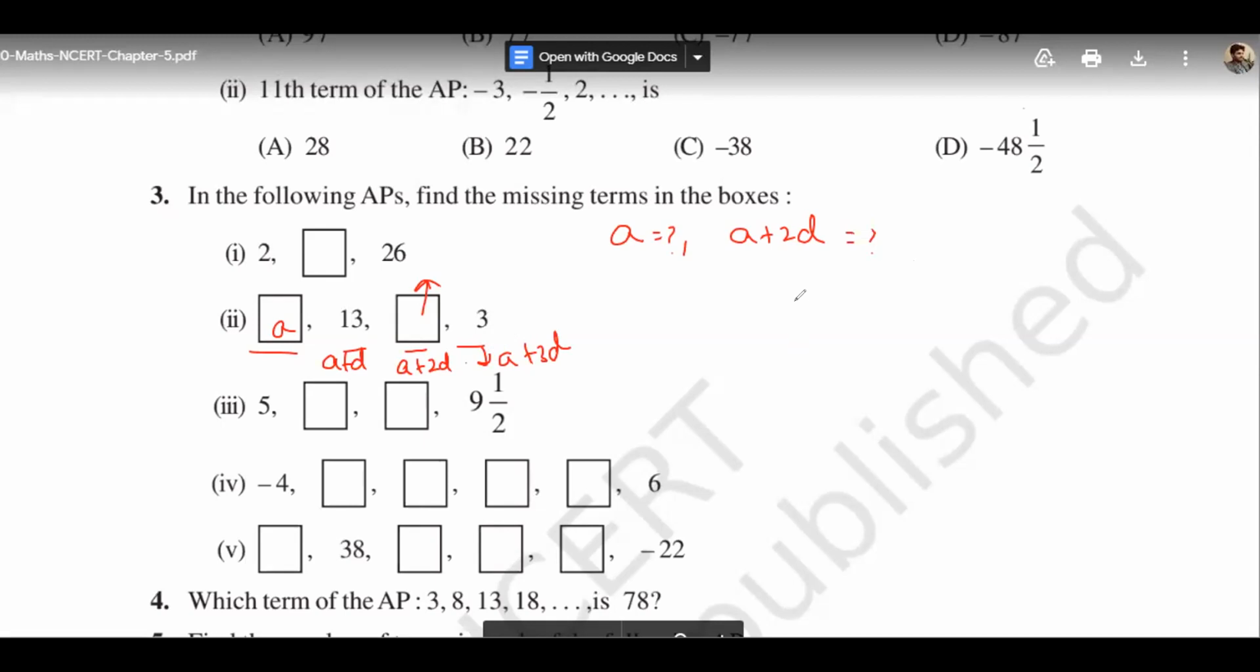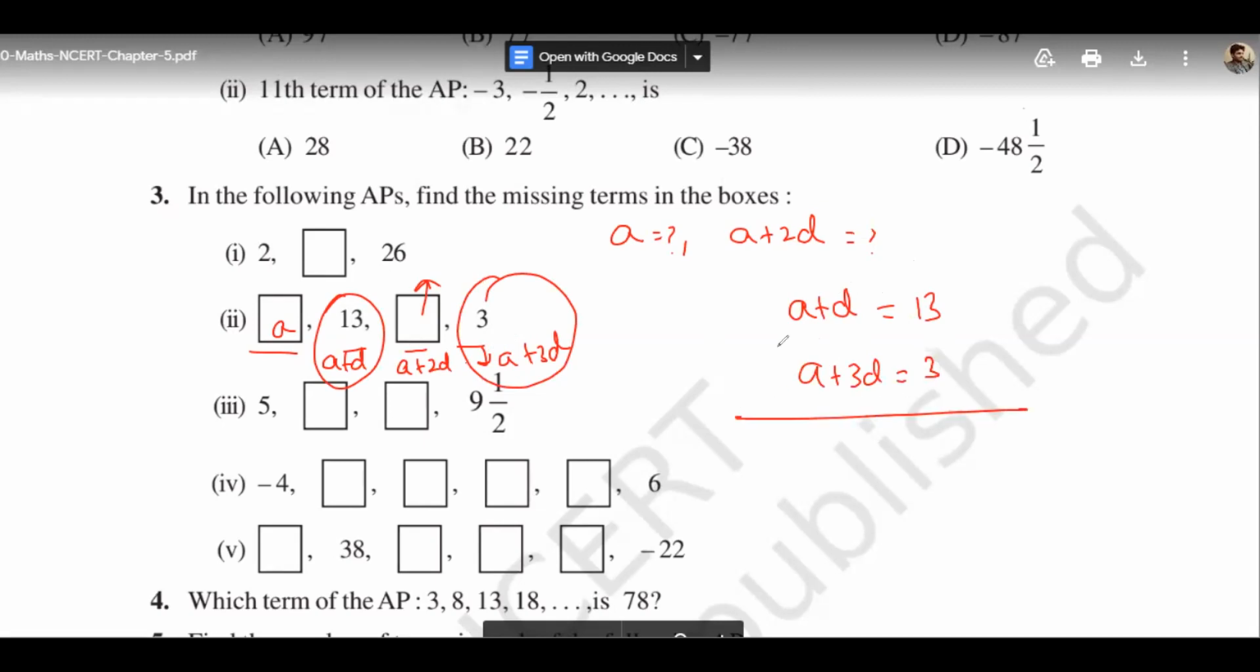And what is being given to you? It is being given that A plus D, the second term, is 13, and A plus 3D is 3. Now what you need to do here is just subtract these. On subtracting, A and A will get cancelled out, and you will find minus 3D plus D, which is minus 2D, equal to plus 10. Then D is equal to 10 upon minus 2. So you will get D is equal to minus 5.